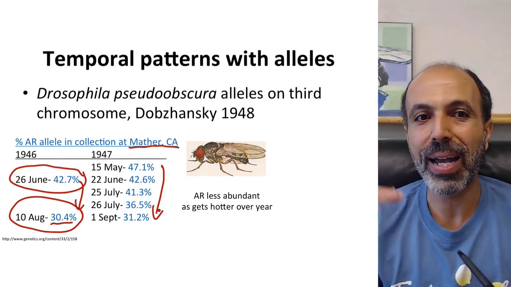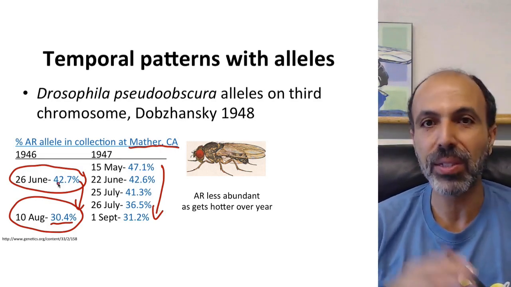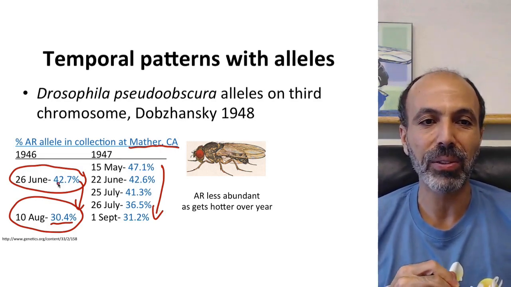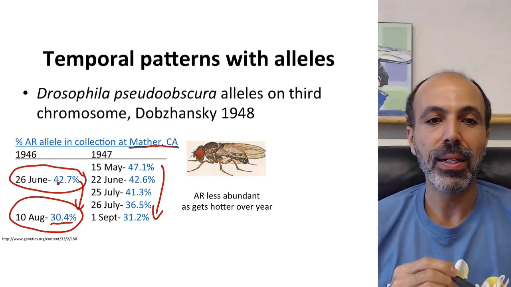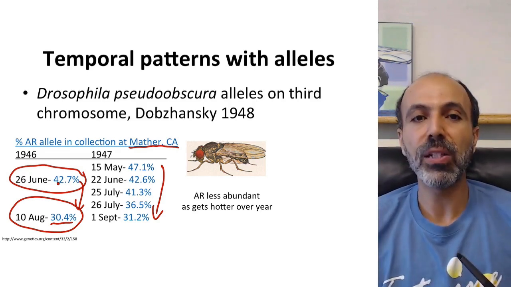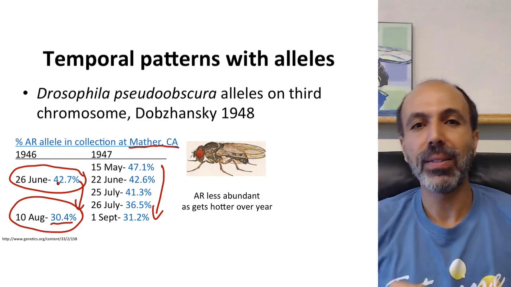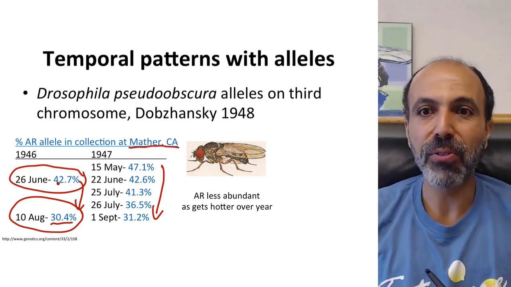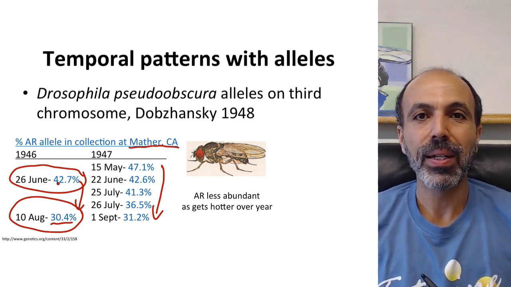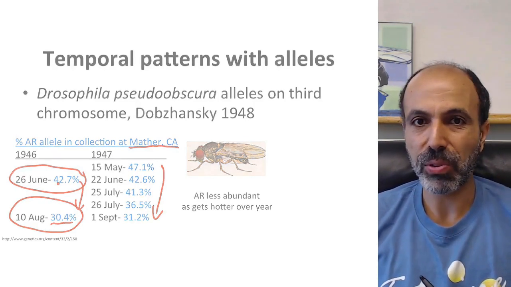Remember, this is slightly high altitude too, so that's why June is actually still a little bit on the cool side in that particular area. So again, the abundance of the arrowhead allele decreases from spring to fall each year, and then it comes back the following spring. Very dramatic. So this was again a case of variation across space and time, consistent with evolution by natural selection.